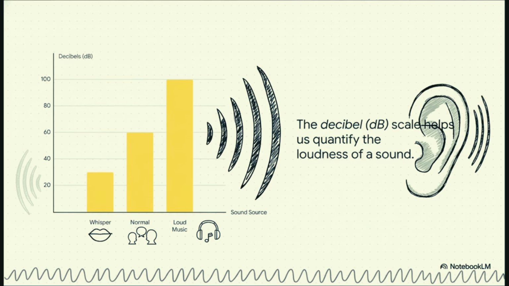And when we talk about that power, that amplitude, we measure it in something called decibels. This chart gives you a pretty good idea of the range we're talking about. A whisper is super quiet, down around 30 decibels. Our normal talking voice, like mine right now, is probably hanging out around 60. And then you get to loud music or a concert, and you're easily pushing past 100 decibels.